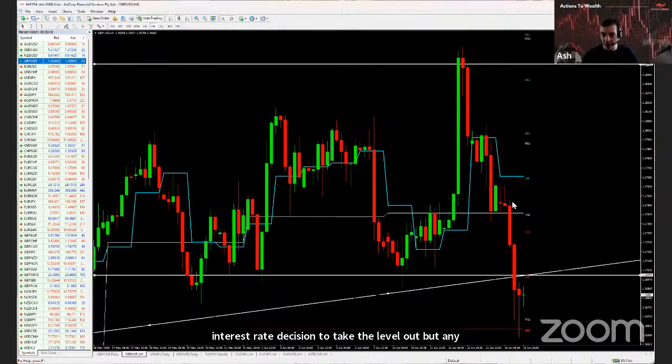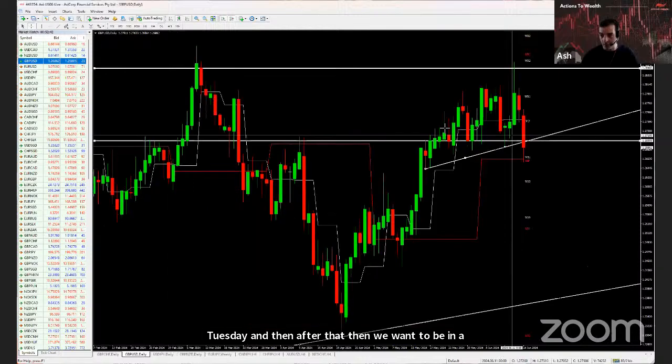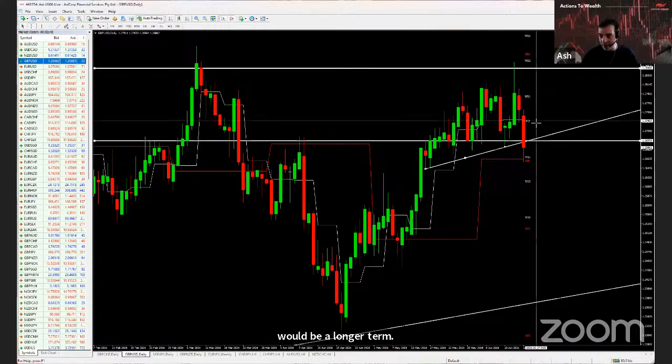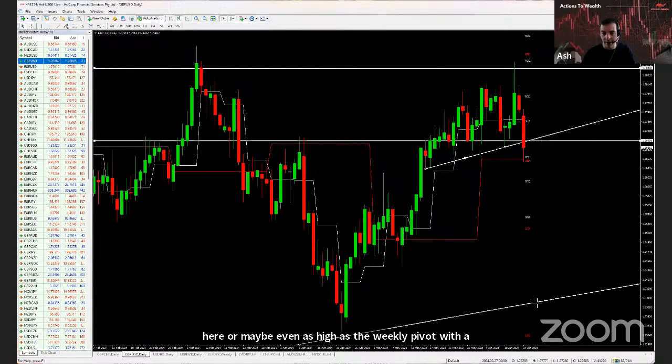So there are intraday opportunities Monday and Tuesday, and then after that, we'd want to be in a position to take advantage of the short, which would be a longer term opportunity where you're looking to sell either here or maybe even as high as the weekly pivot with a stop at the high, and then see if you can get 400 pips to the downside. You've got around about 150 up. So there's around about a 2 to 3 to 1 trade to the downside if you're looking at something longer. That would be my take on it.